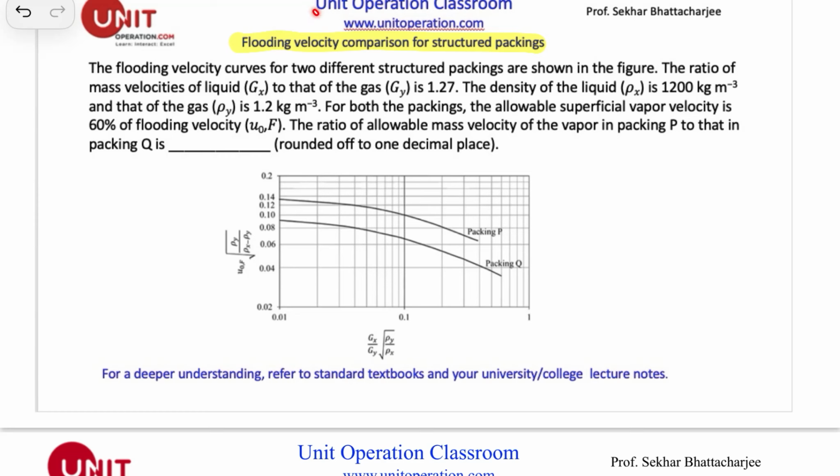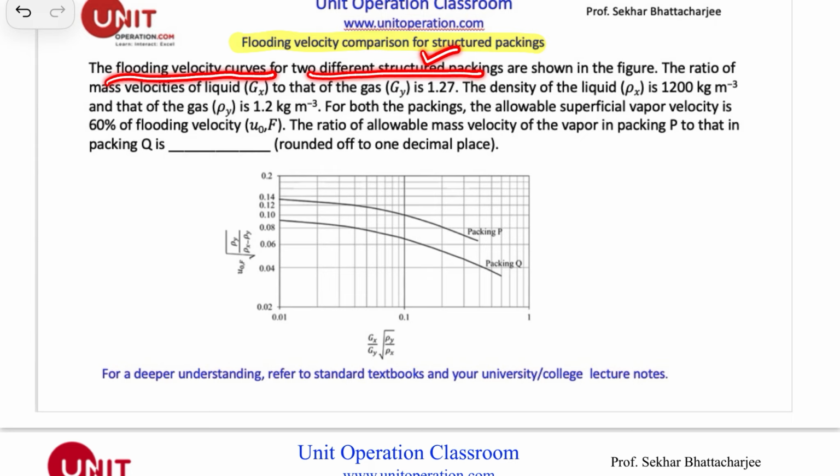Unit Operation Classroom. Today we are going to discuss the flooding velocity comparison for structured packings. That means we're going to compare the flooding characteristics of two different structured packings, P and Q. Let's read the problem. We'll see what flooding velocity is. Flooding velocity curves of two different structured packings.